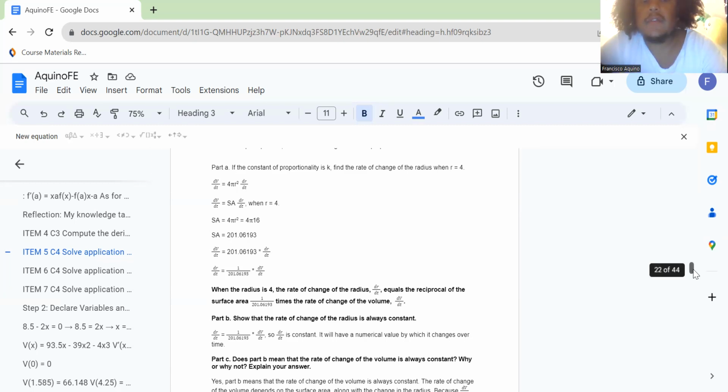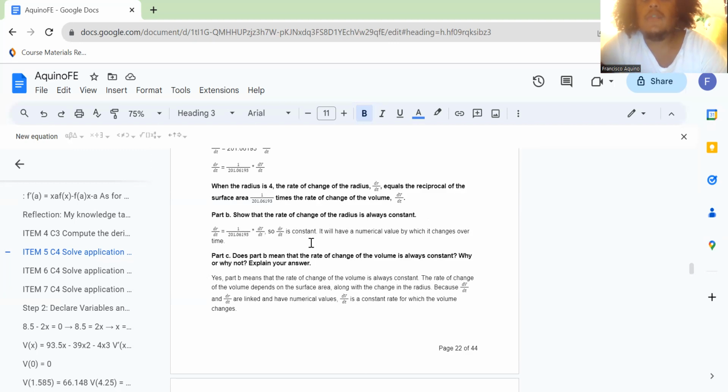So for part B, it asks to show that the rate of change of the radius is always constant. So if you imagine a spherical raindrop evaporating, I want to show that the rate of change of the radius is always constant. The way I approached this was just taking the relationship we had before and solving it for dr/dt, which is the only way I could think about it. So for me, this shows that dr/dt is constant because it has a numerical value. There's a relationship here. That's how I reasoned it out.